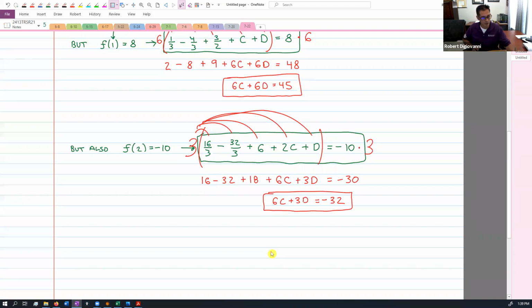Anyone disagree? I have 6c plus 6d equals 45. And I have 6c plus 3d equals -32.